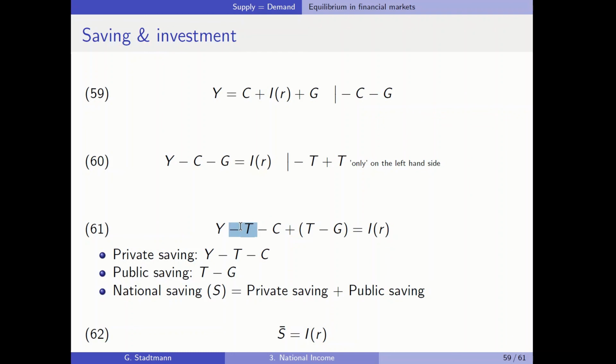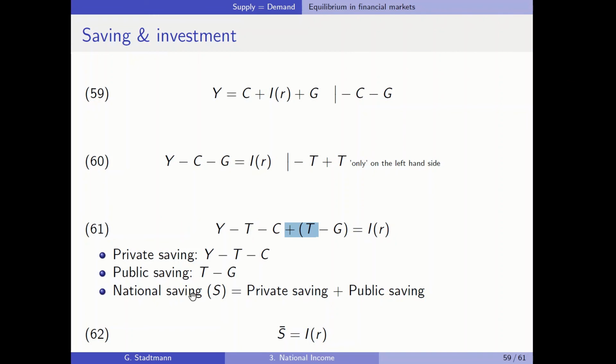So we have here on the left hand side a negative T and also a positive T. Now we can have a look at these terms: Y minus T minus C can be interpreted as private saving. Y is gross income. The private household has to pay taxes of T, and then the private household is going shopping, so that Y minus T minus C is private savings. Public saving is T minus G. So the left-hand side of this equation 61 can be interpreted as national savings. National savings is equal to private saving plus public saving.